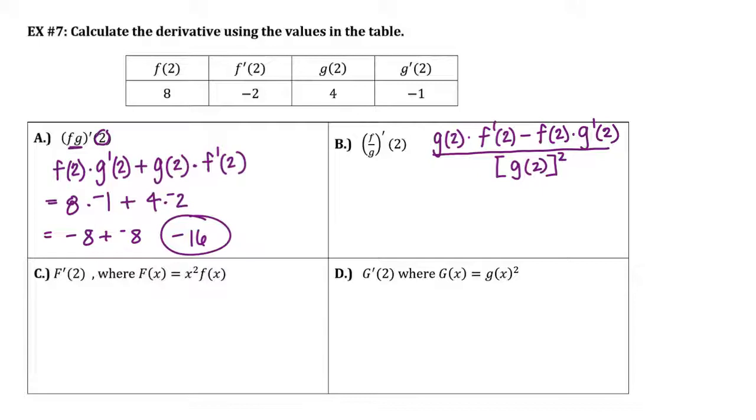And so now we're going to go evaluate. So we need to find our values. g at 2, that is going to be 4 times f prime at 2, which is negative 2, minus f at 2 is 8 times g prime at 2, negative 1, and that's all over g at 2, all squared. So that's going to be 4 all squared. And so this is going to give me negative 8 plus 8 all over 16, and that's going to give us 0.